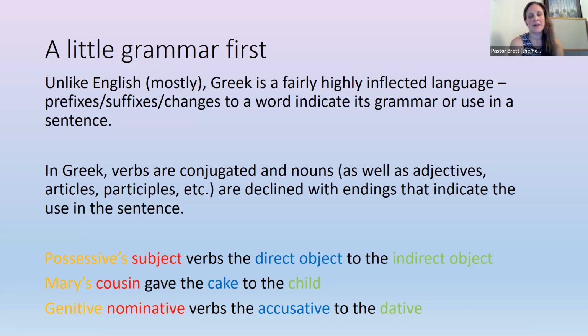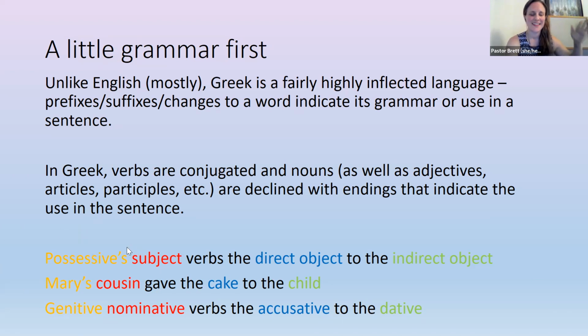And nouns, as well as adjectives and articles and participles, are declined with endings that indicate their use in a sentence. Now, I used to teach this all the time. So if you want to go deep on language nerd grammar, I'm here for that. But we're not going to go much into this, and you don't need to feel like you need to go back to diagramming sentences. We're learning for fun here, so take what you find interesting or enjoy and leave the rest. But just a little refresher on your grammar.